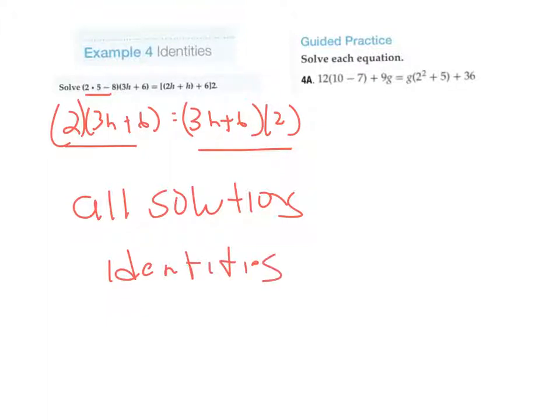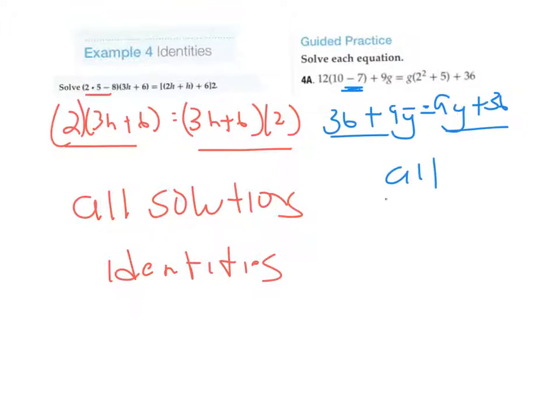So now let's look at this next problem. I do the parentheses, 10 minus 7 is 3. 3 times 12 is 36. I'm combining the simple math together. And 2 squared is 4 plus 5 is 9, so that's 9g, also plus 36. Once again, I get the exact same thing on both sides, even though they're in a different order, but the commutative property says I can switch the order. This one's also all solutions. It's an identity.